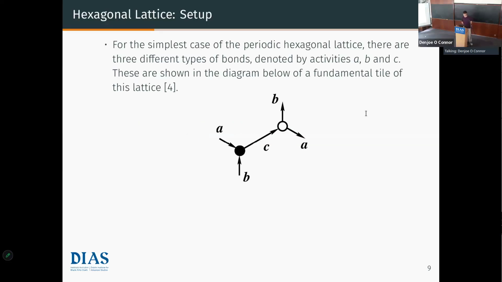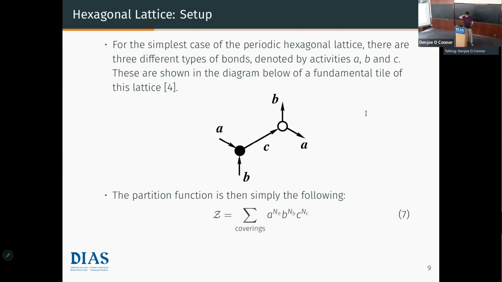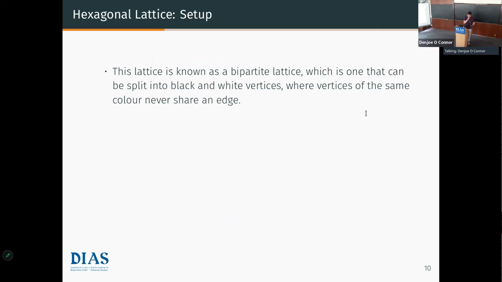So for the simplest case of a periodic hexagonal lattice, there are 3 different types of bonds. We've denoted them by the activities A, B, and C here. So this is what's called the fundamental tile. If you were to repeat this tile around the entire lattice, you can build up the entire hexagonal lattice just from these tiles. And then the partition function is simply the sum over the coverings of A to the power of the number of A-type dimers in your configuration, B to the power of the number of B-type dimers, and C to the power of the number of C-type dimers. So that's how you compute your partition function for that.